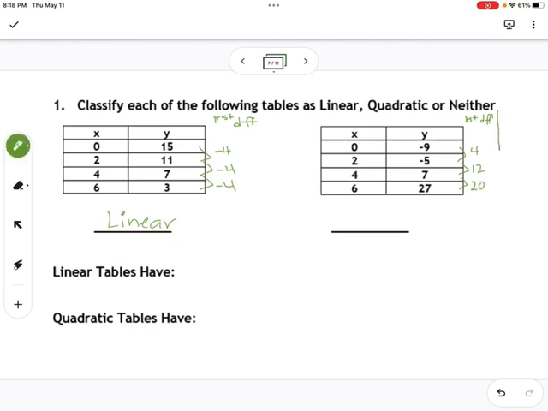Now, if the second differences are the same, it is a quadratic. So that's doing 12 minus 4, and 20 minus 12 gives us 8. Because those are both 8, the second differences are the same, and we can say this is quadratic.